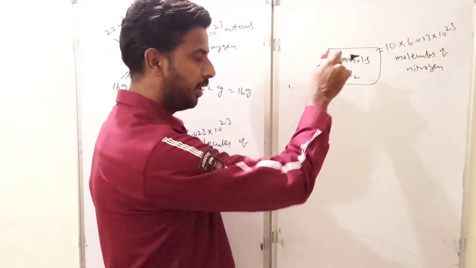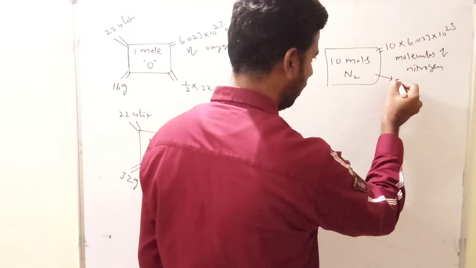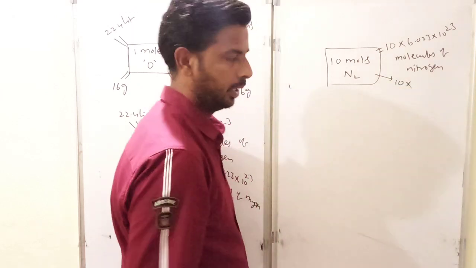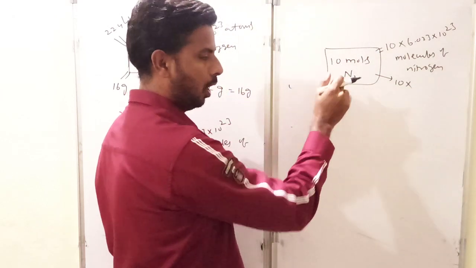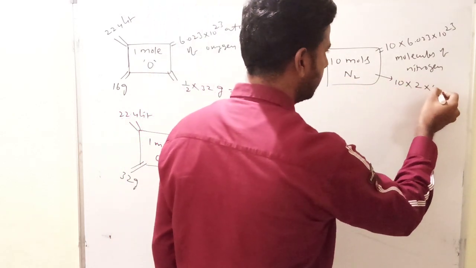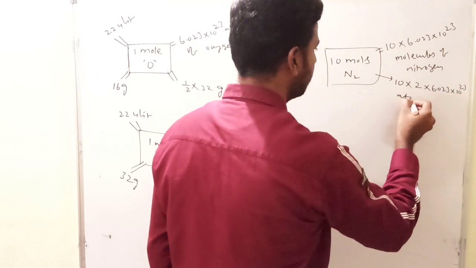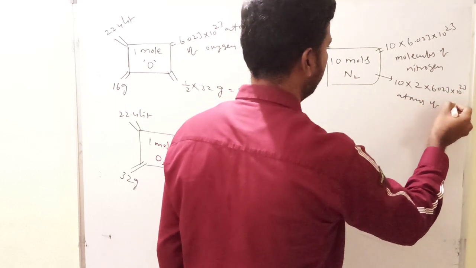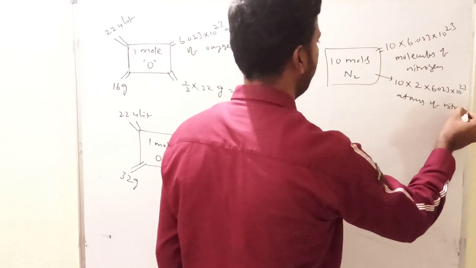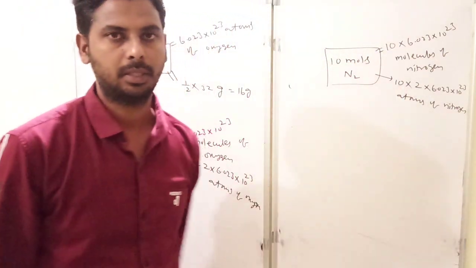Otherwise, if you want to convert it into atoms, is it possible or not? Yes, of course. It is equal to 10 into, in a nitrogen molecule, how many atoms are there? 2 atoms are there. That is why 2 × 6.023 × 10^23 atoms of nitrogen. See there, that is in terms of molecules, and this is in terms of atoms.